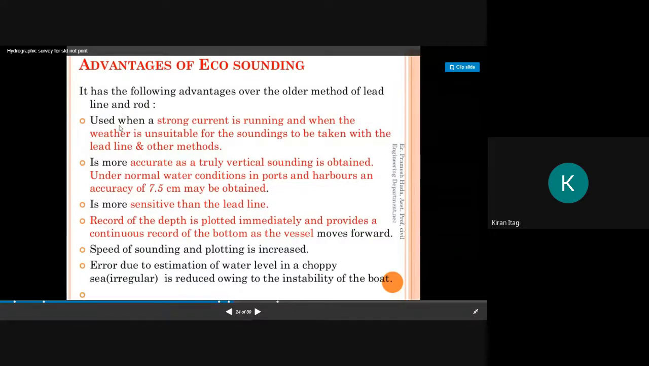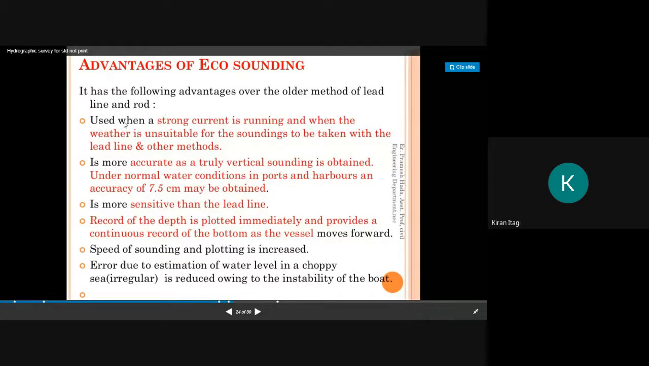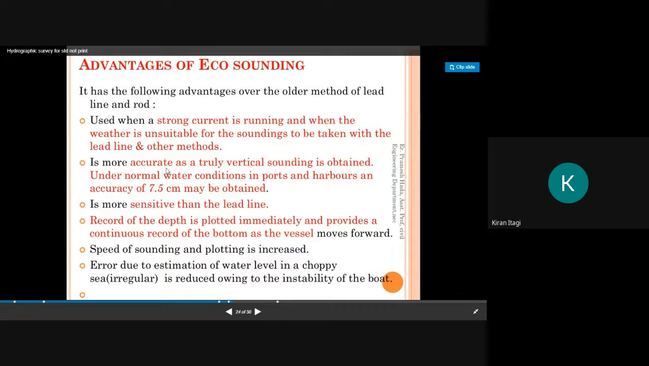So, advantages of echo sounding. It has the following advantages over the older method of lead and rods. It can be used when a strong current is running, and where it is unsuitable for sounding to be taken by any other methods like the staff method, lead line method, etc. It gives more accurate readings. It is more sensitive than the lead line. And the record of the depth is plotted immediately.